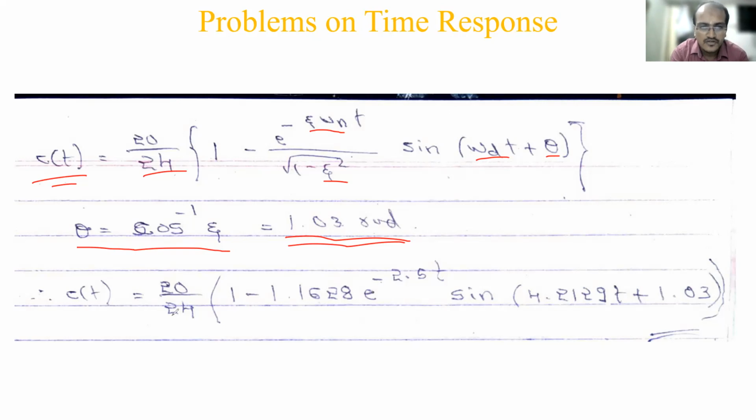So then we'll substitute. 20 by 24, 1 minus e to the power minus zeta omega n into t.